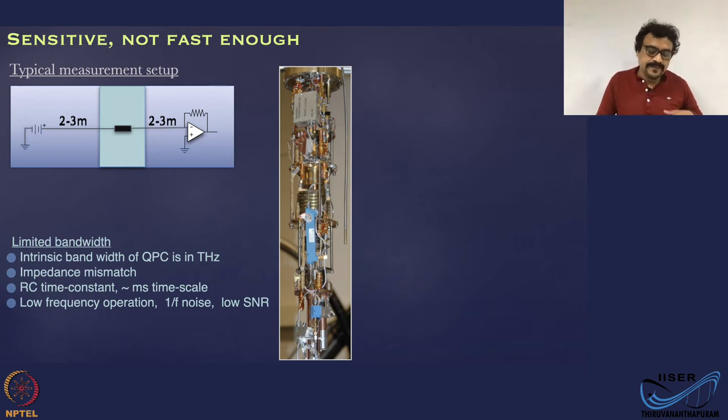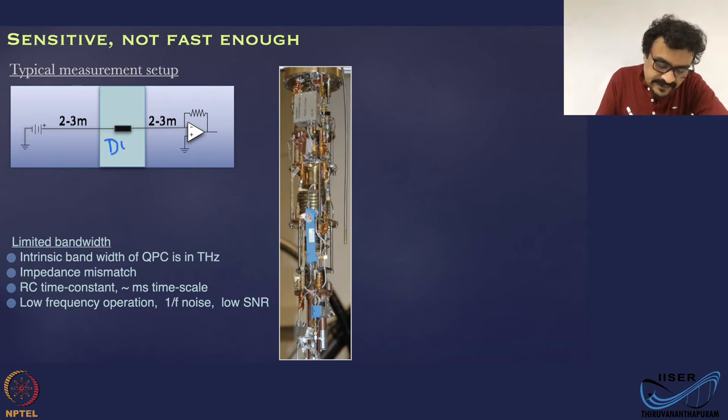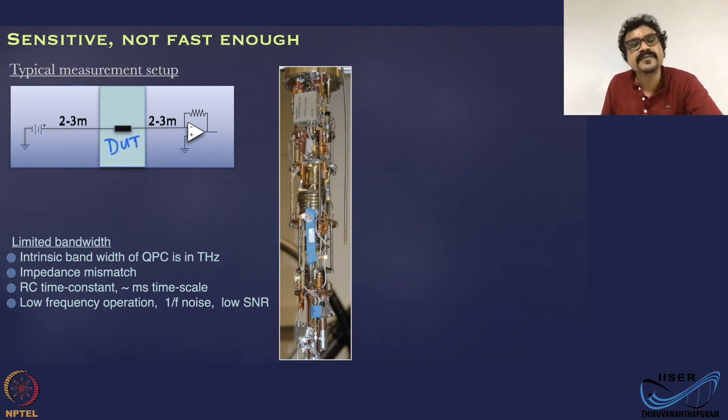You have the device under test somewhere here, which is connected to the room temperature electronics through long, thin wires with a lot of filtering, because you need a lot of filtering arrangements to reduce the noise which is propagating from the room temperature into the device. So you have many meters of wires connected to both the source and drain side, and then you have an amplifier which is connected to the device.